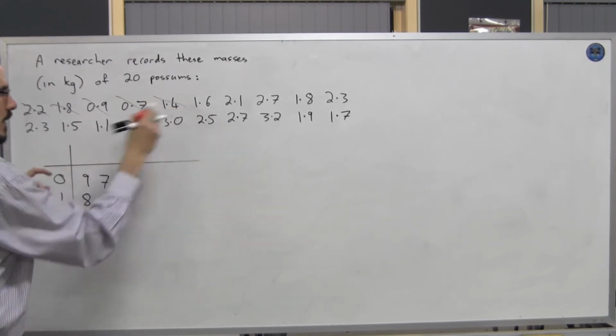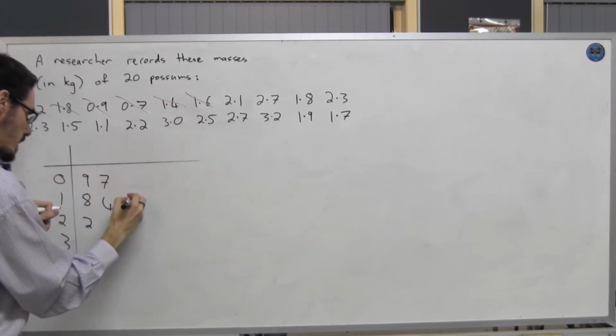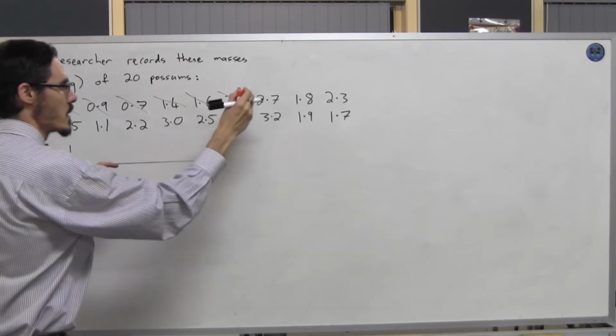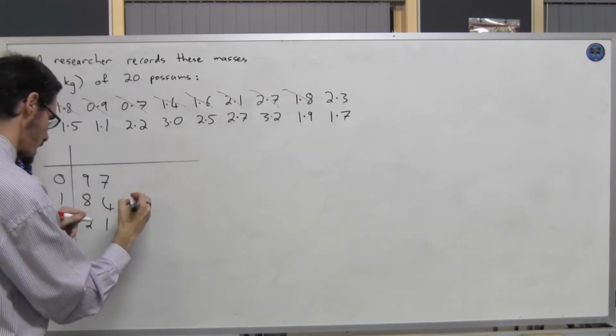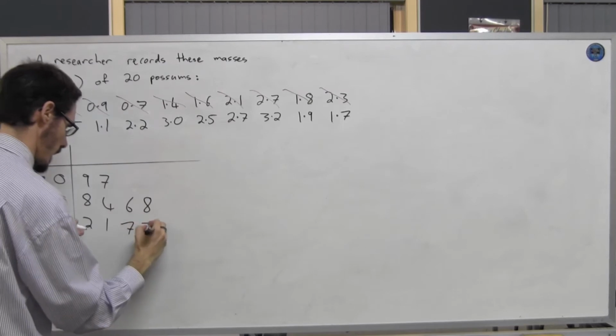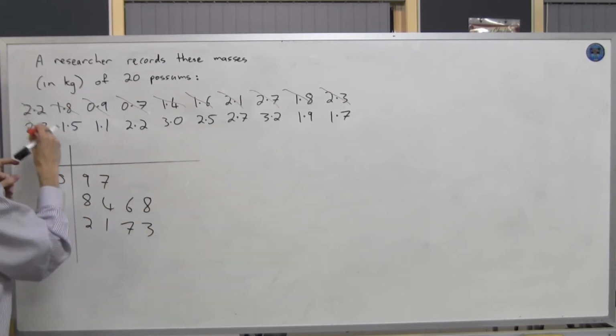The stem is 1, the leaf is 4. 1.6, 2.1, 2.7, 1.8, 2.3. Can you see again the nice neat columns?